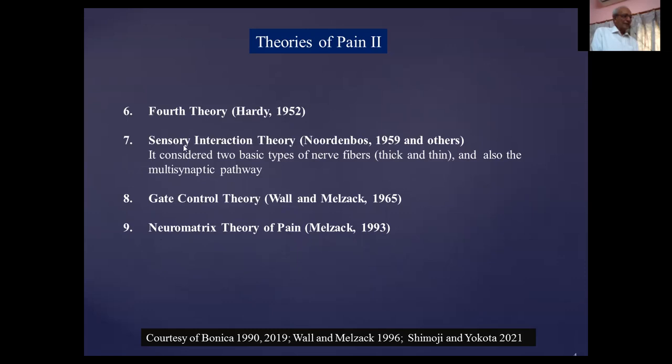The sensory interaction means different kinds of sensory impulses. There is interaction between them. Two basic types of nerve fiber, thick and thin, were considered here and how they influence each other, and the final neuron at the level of the spinal cord or medulla oblongata, called projection neuron or transmission neuron, how that was influenced by such an interaction. And this particular theory also considered multisynaptic pathway.